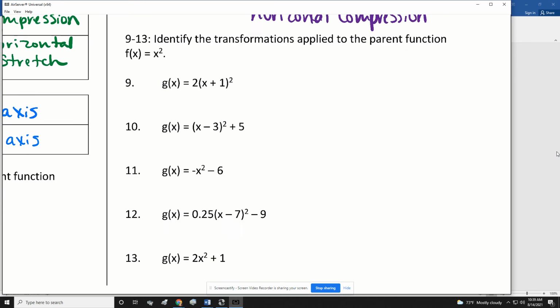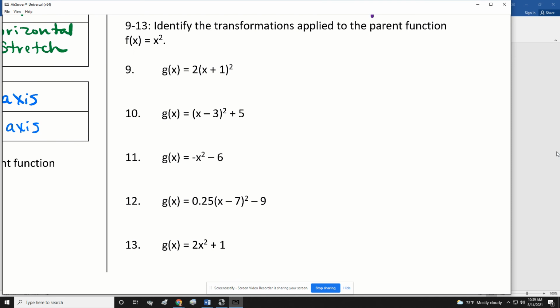Okay. So I want y'all to try 9 through 13. I'm going to give you quite a bit of time to work on that. Then I'm going to go back and fill in what the answers are and see if you have something we can straighten out before you finish the worksheet.